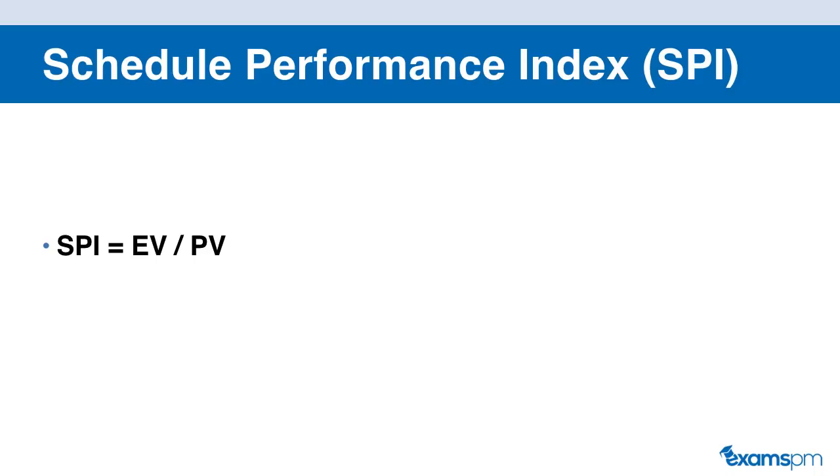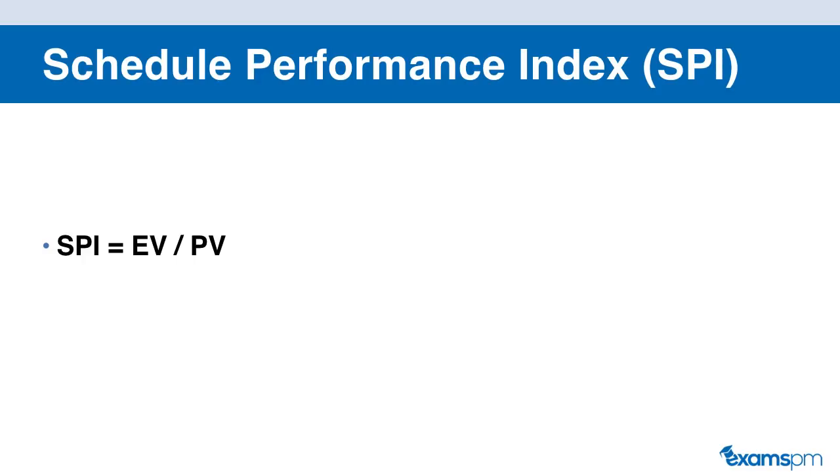The next formula we will take a look at is a schedule performance index, which is very similar to the cost performance index. The way that you compute the SPI is you use the earned value and you divide by the planned value. And this will tell you whether or not you're ahead of schedule or you're behind schedule. If the SPI is greater than 1, then that is good. If the SPI is less than 1, then that is bad.